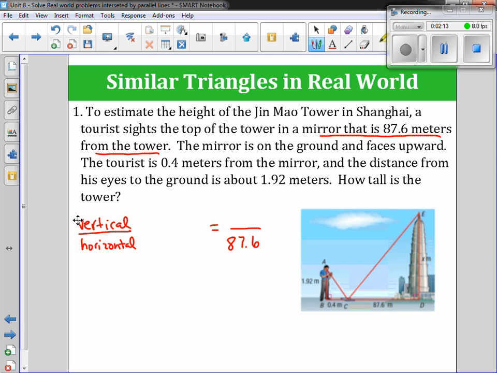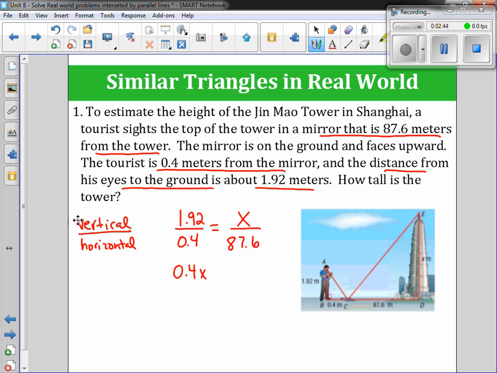We know that the mirror faces upward and that the tourist is 0.4 meters from the mirror. So the tourist has a horizontal distance of 0.4. We also know that the distance from his eyes to the ground is 1.92 meters. That's his vertical distance. And we are looking for the height of the tower, which we will call x. We are now going to cross multiply.